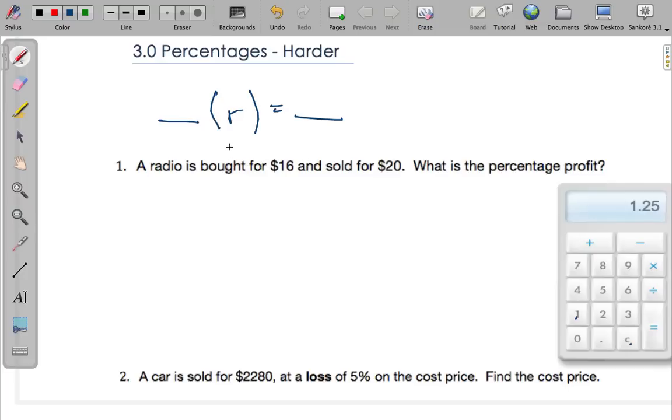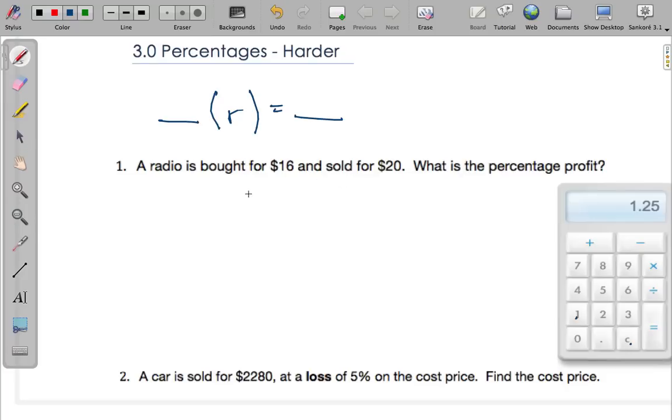So let's do an example, the best way to do this. A radio is bought for $16 and sold for $20. What is the percentage profit? Now, you guys should pause right now, try it yourself, see if you can come up with the same answer. Okay, you're back now.